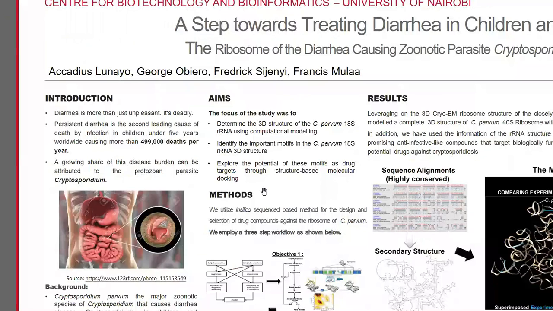As we all know, diarrhea isn't one of the pleasant diseases that you can have. It's actually, apart from that, very deadly. In developing countries and generally worldwide, diarrhea is the second leading cause of death by infection in children who are under 5 years. And it causes more than 499,000 deaths per year.